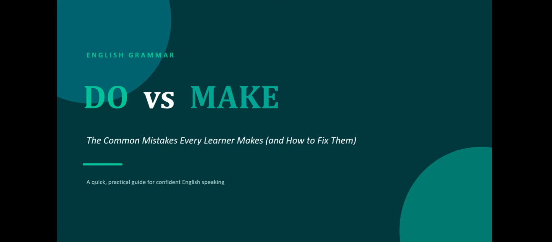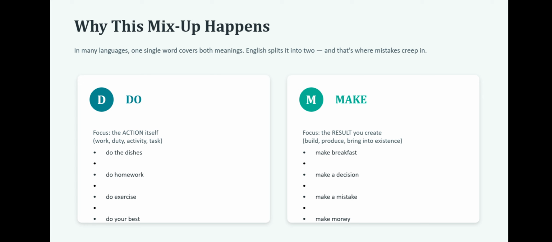Today we are talking about two of the most confusing verbs in English, do and make. If you've ever said "I did a mistake" or "she made her homework," don't worry, you're not alone. By the end of this video, you will never mix them up again. Let's get started.